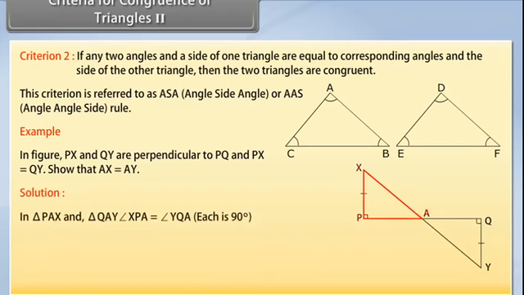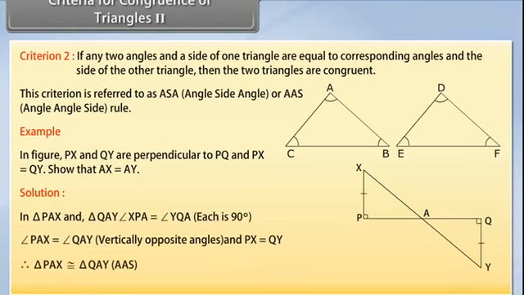Solution. In triangle PAX and triangle QAY, angle XPA is equal to angle YQA because each is 90 degrees. Angle PAX is equal to angle QAY because these are vertically opposite angles, and PX is equal to QY. Therefore, by AAS congruence rule, triangle PAX is congruent to triangle QAY. Therefore, AX is equal to AY, CPCT.